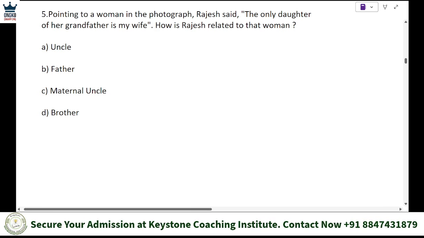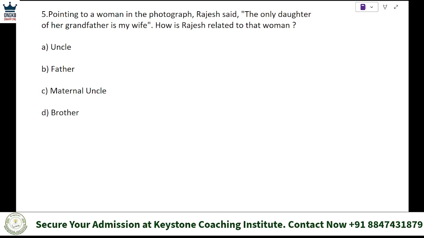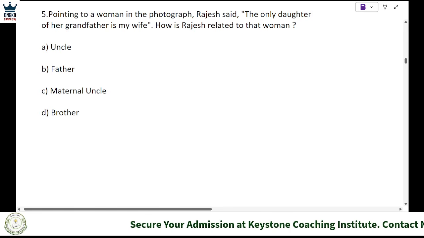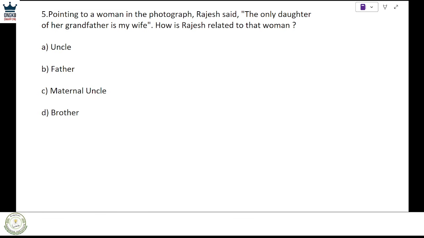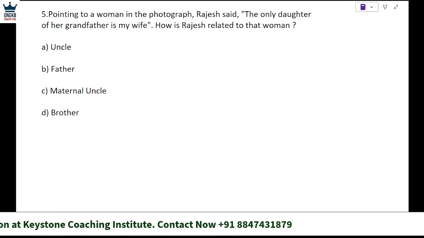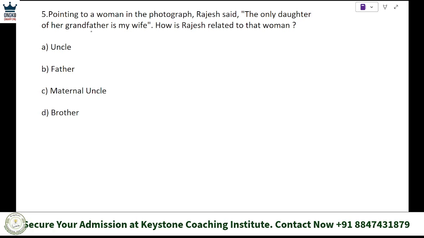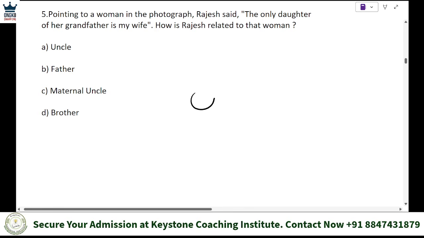Okay. Next one is question number 5. This is from blood relation. So the question says, pointing to a woman in the photograph, Rajesh says, she is the only daughter of her grandfather, she is my wife. So Rajesh is pointing to a woman. So the woman is the only daughter. Alright. So let's say I use this circle sign for female. So the woman is here.